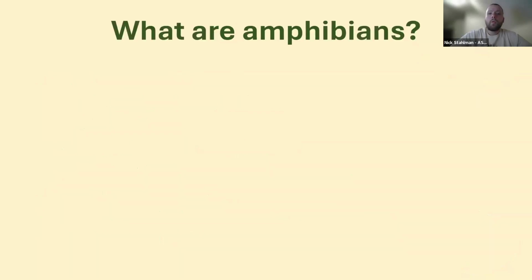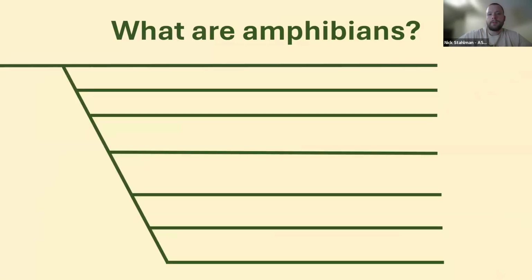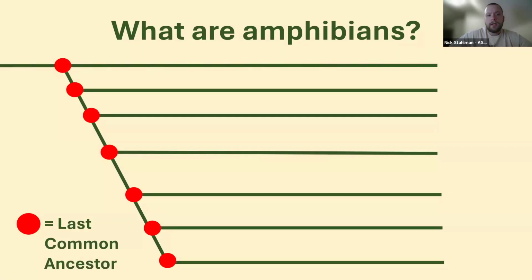All right, so what exactly are amphibians? To start, I'm going to pull this up. So this is a phylogenetic tree. It's a branching diagram that represents evolutionary relationships among species and their common ancestries. And this is going to be a very simple tree, but at each of these branching intersections here, we can call these red dots nodes.